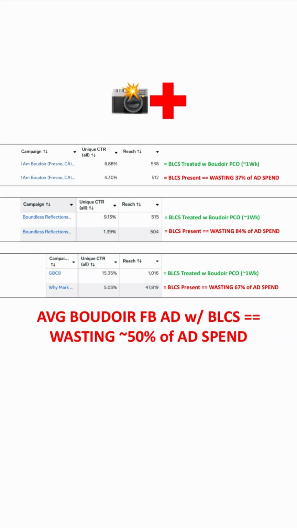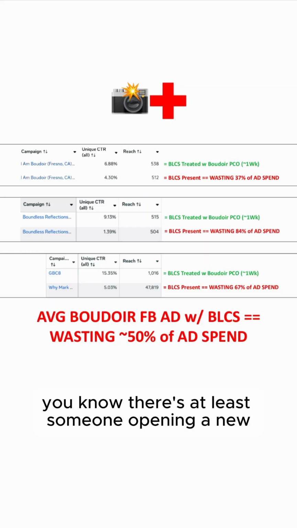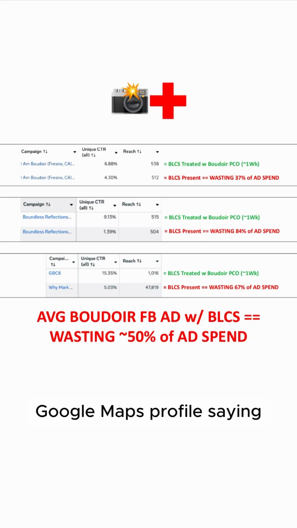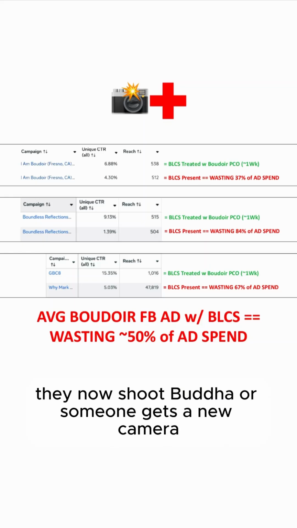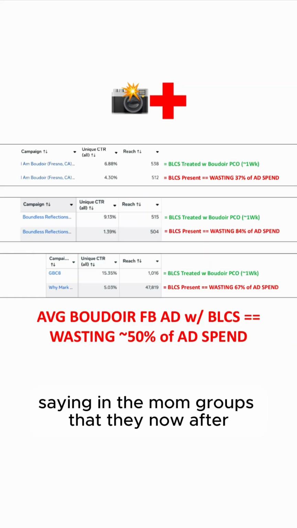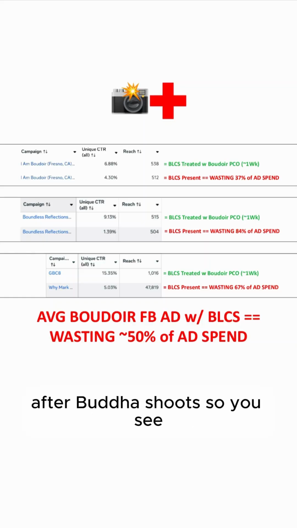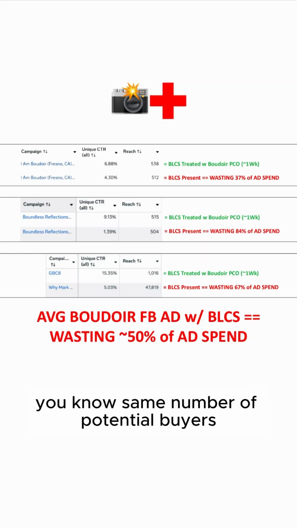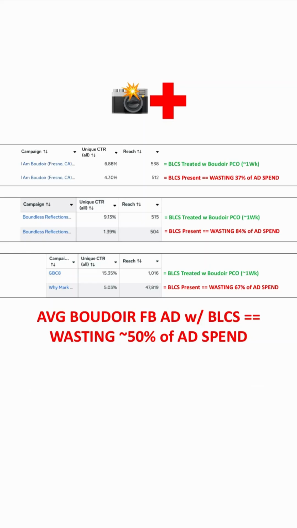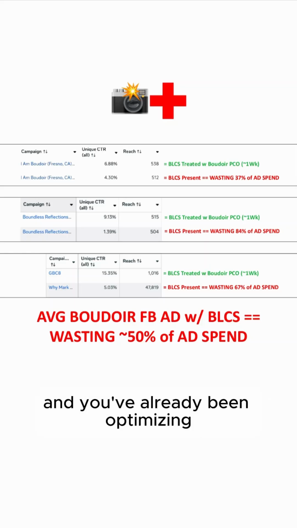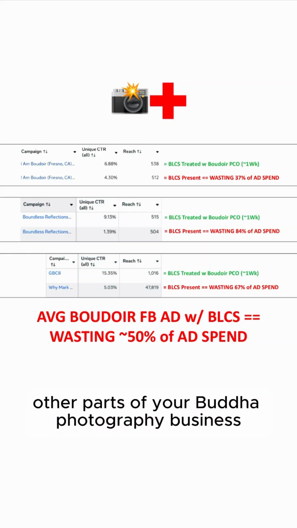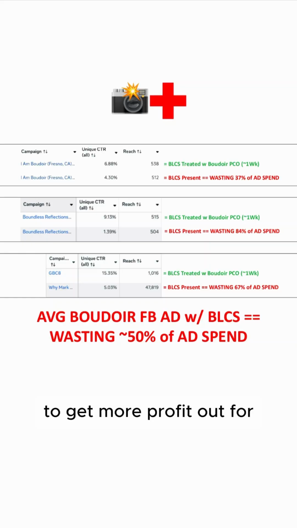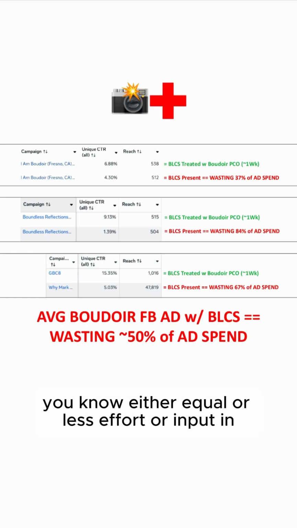Like every time someone gets a new iPhone, there's someone opening a new Google Maps profile saying they now shoot boudoir, or someone gets a new camera and is saying in the mom groups that they offer boudoir shoots. So you see more and more boudoir photographers fighting over the same number of potential buyers. It's getting more competitive, harder to stand out. And you also see inflation, cost of living going up, just kind of everywhere. And you've already been optimizing other parts of your boudoir photography business to get more profit out for equal or less effort or input in.